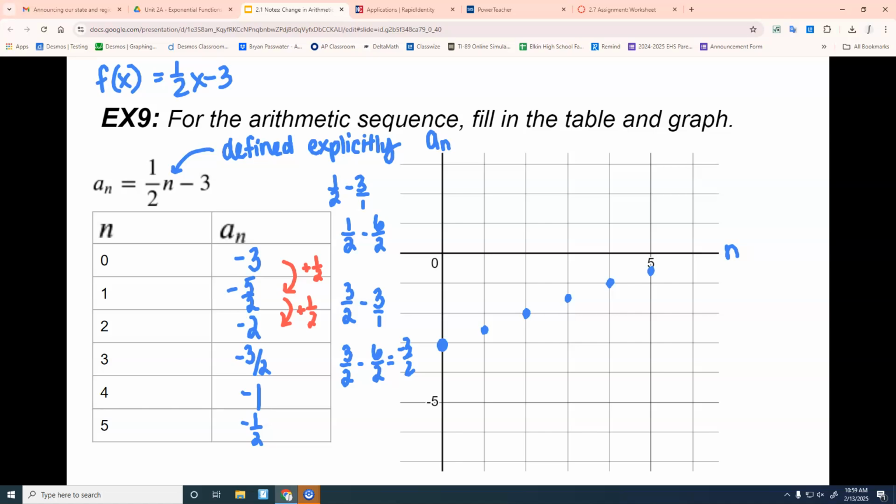So if it's defined explicitly, if it just has an n like this, the number next to the n is going to be your slope. So it works just like it does with a line. The only difference is it's dots instead of connected.